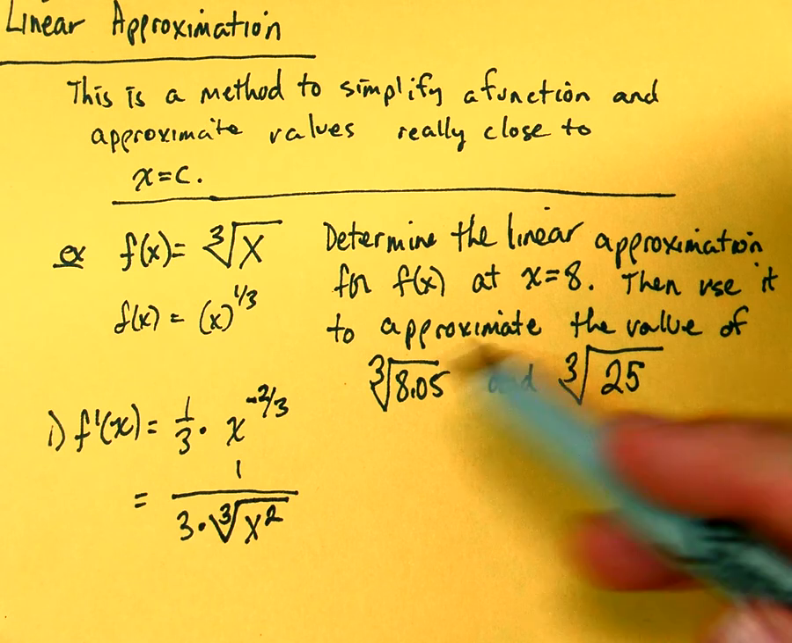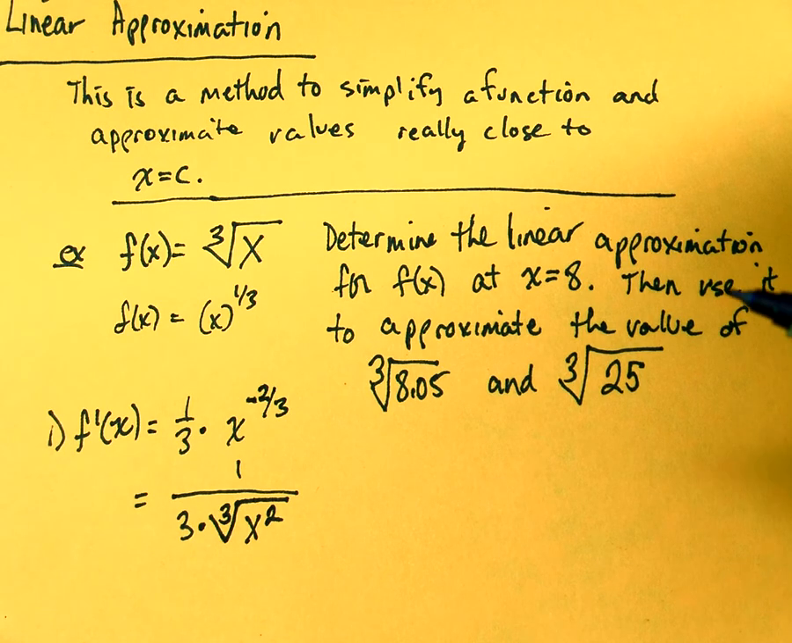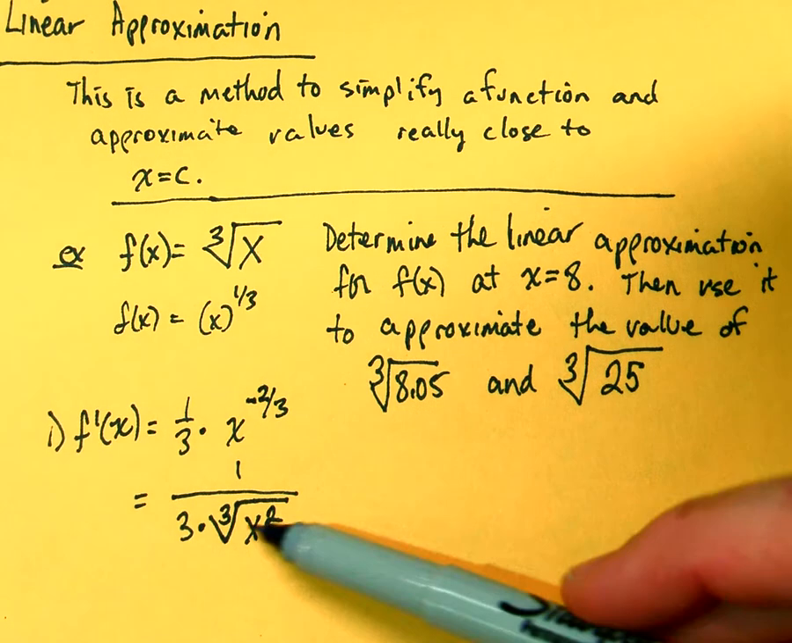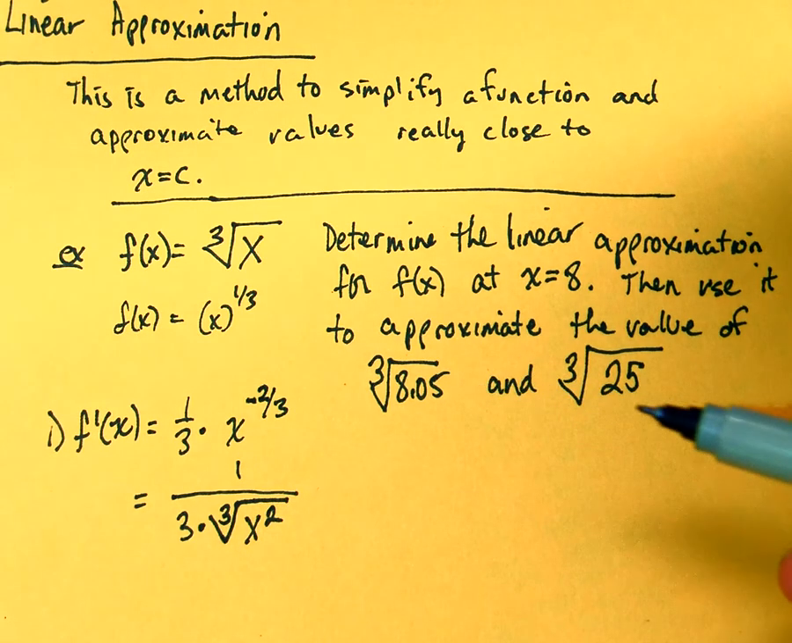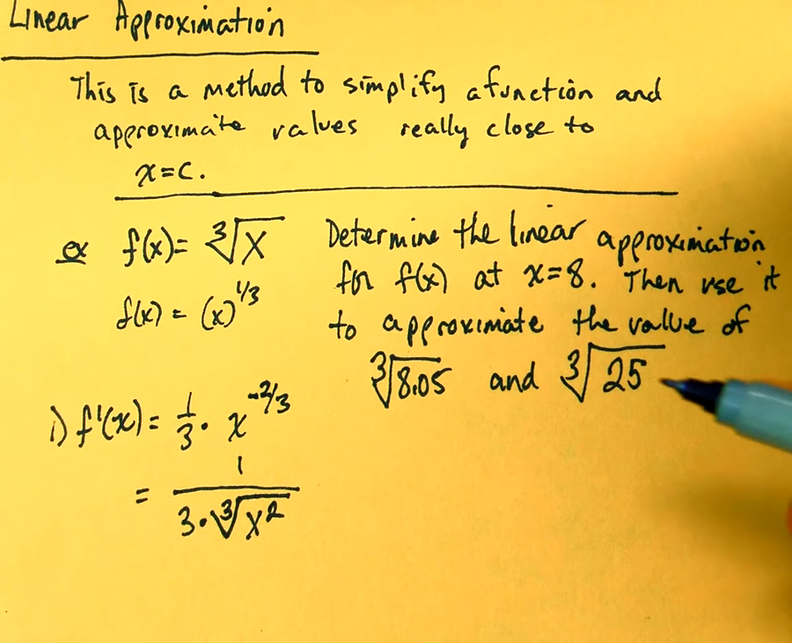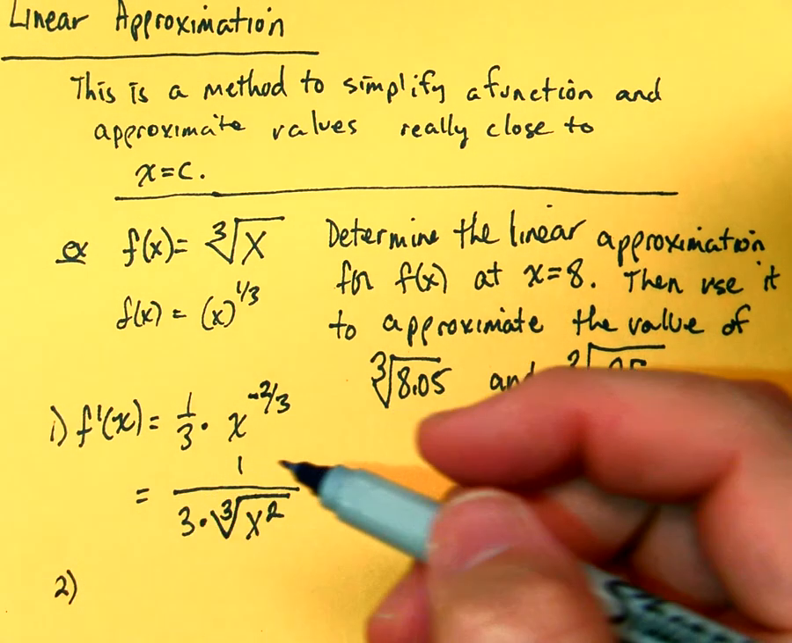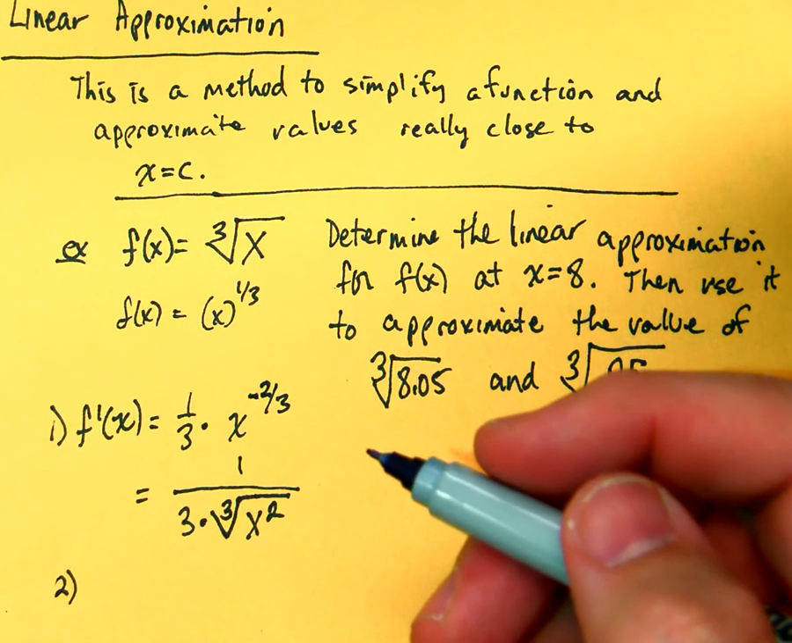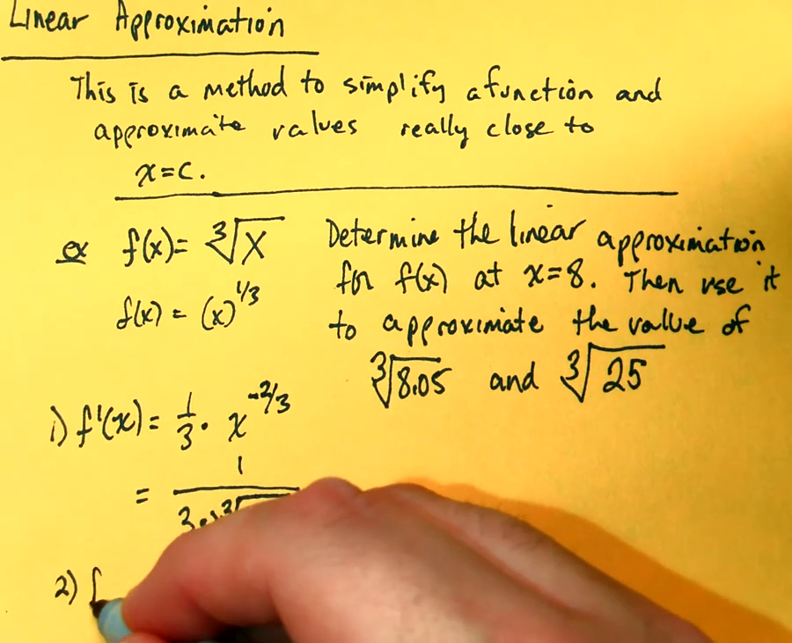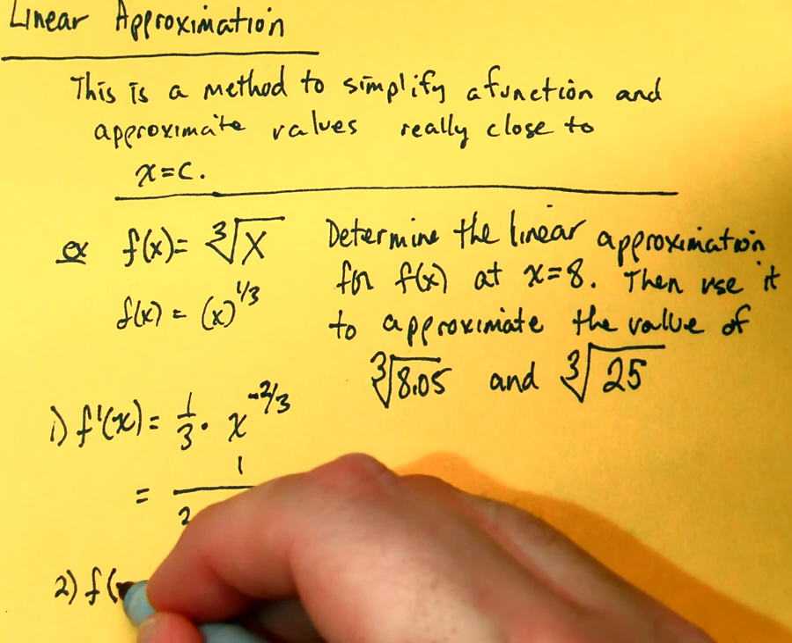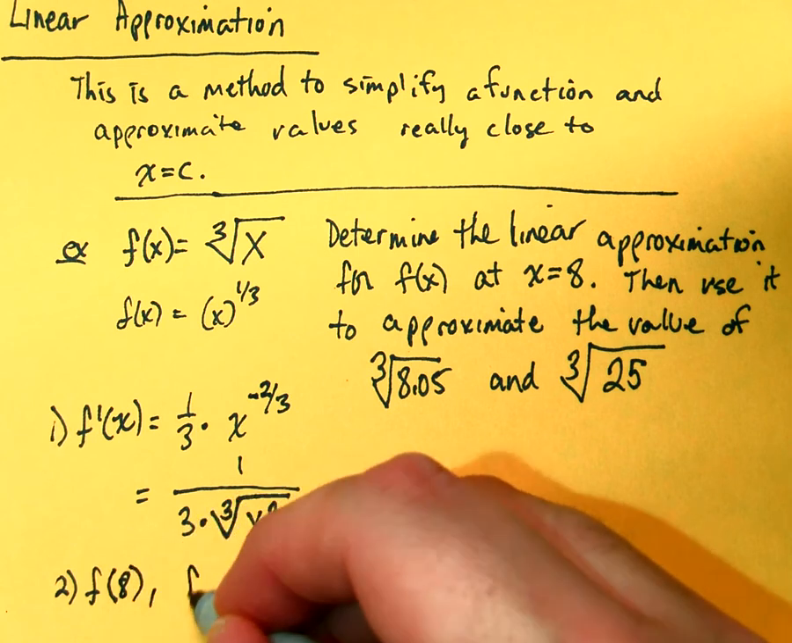You could keep it as the exponent if you want. This might be easier to deal with if you know that the number you're dealing with is a cube root. Now, second thing we have to do, find f of 8 and find f prime of 8.